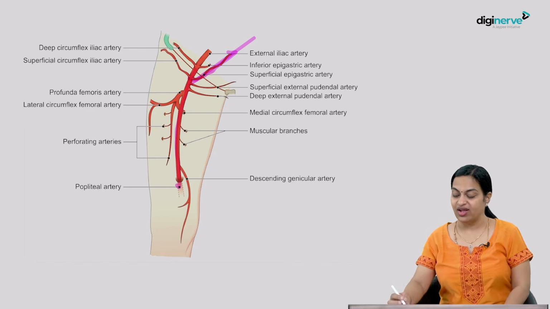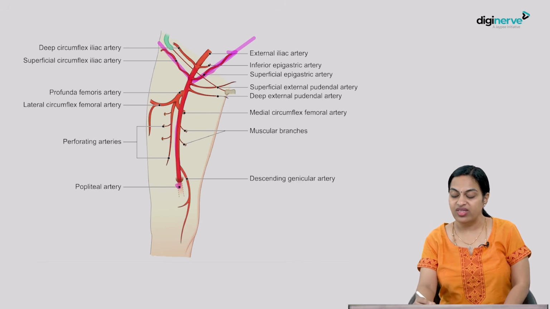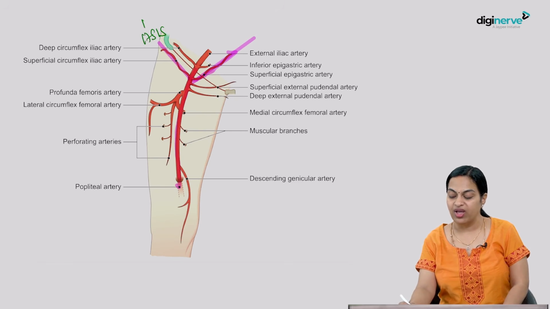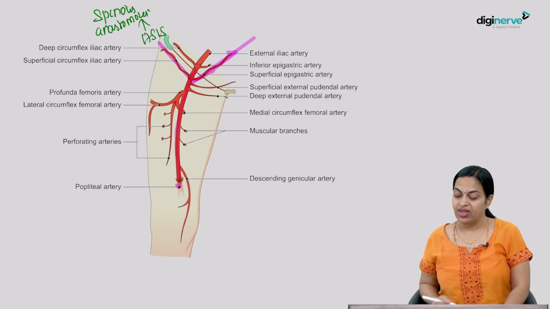Superficial circumflex iliac artery. This one going upwards laterally below the inguinal ligament towards the antero-superior iliac spine to contribute towards the spinous anastomosis around the antero-superior iliac spine, right?